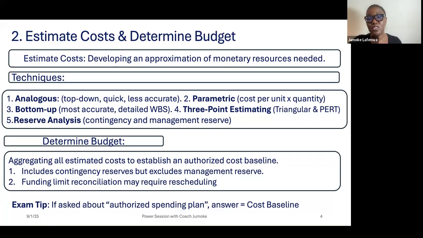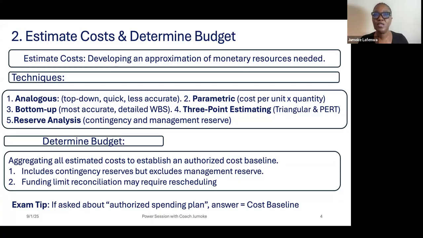A tip for the exam: if asked about the authorized spending plan, the answer should be the cost baseline, because the aggregation of all the estimates, including the contingency reserve for the risks that you identify, will be the cost baseline. So as you work and you are monitoring and controlling costs, the baseline becomes the planned value that you are comparing your earned value and then the actual cost.